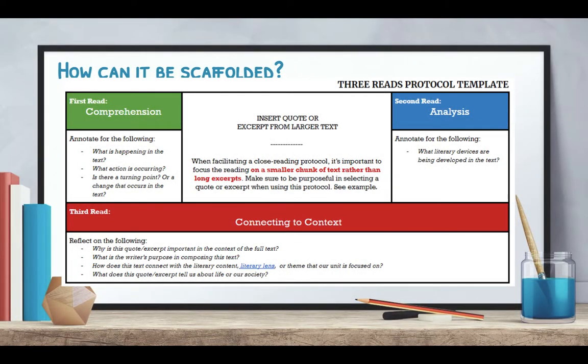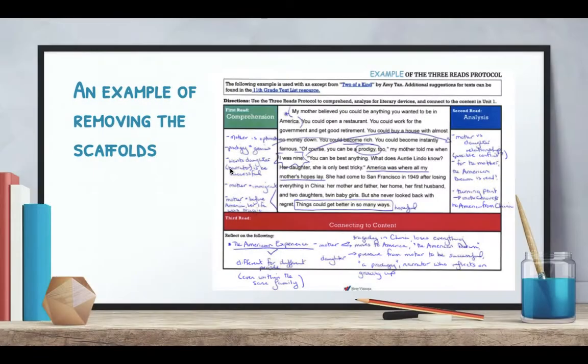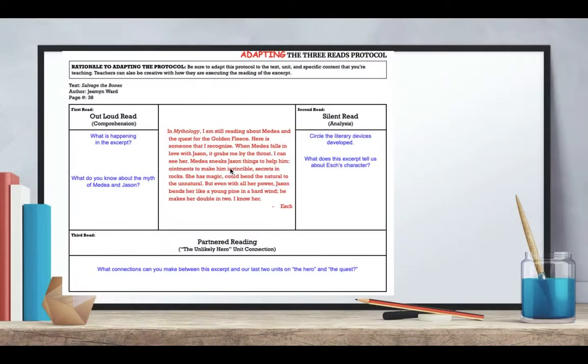and you're able to define the purpose of close reading. So here's the first sample where the first read is comprehension, the second read is analysis, and the third one is connecting to content. And you insert your question in the middle here. And that's a sample. I feel like all of us as teachers have probably done this where we read a question out loud and then we ask students to reread that question silently. And the only adaptation here or something new might be the partnered reading with the goal of solving the question in that third part.